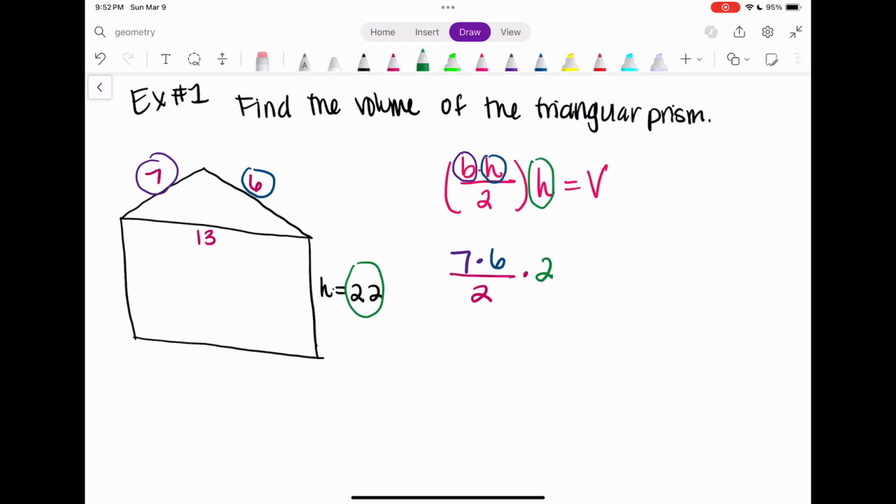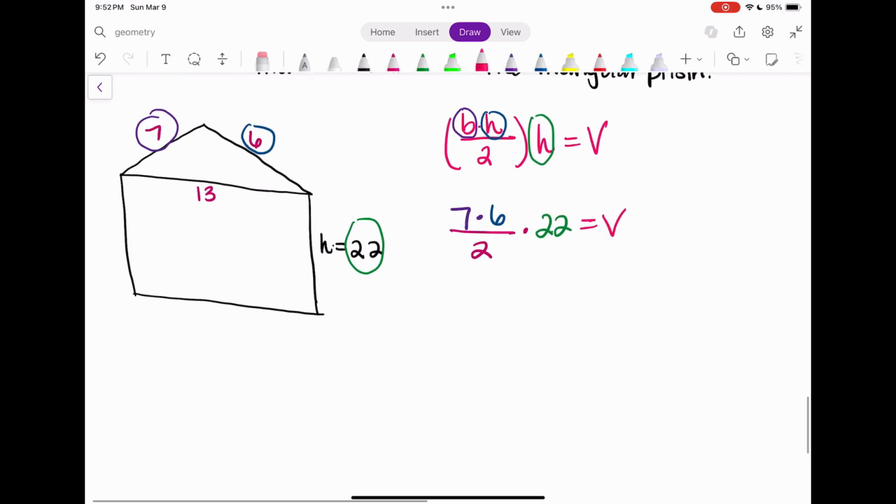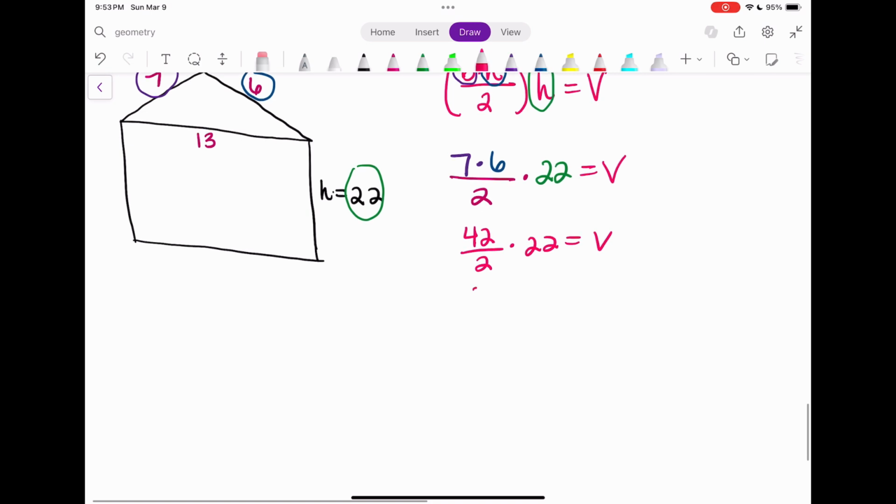Now I'm going to locate my h, which is 22. So I'm going to plug in 22 for h. And now I'm going to multiply everything out. 7 times 6 is 42, divided by 2, times 22 is equal to volume. 42 divided by 2 is just 21, times 22. I multiply these out together, and I should get a value of 462 units cubed for my volume.